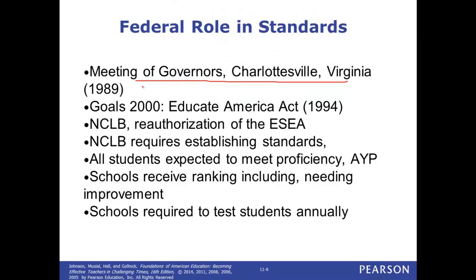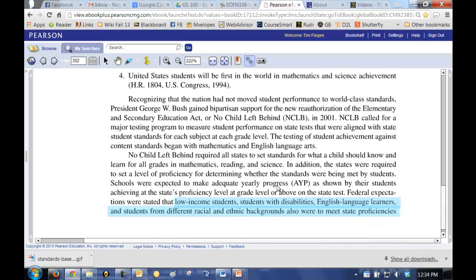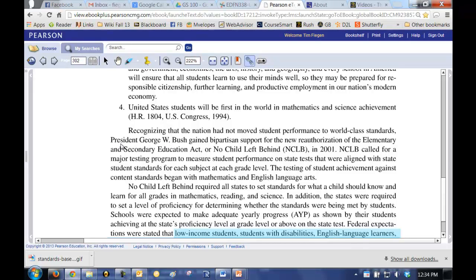So let's go up here. Meeting of governors. This is President Bush. Here's President Clinton. And then the second President Bush was No Child Left Behind. Okay, and he too was a big government guy. Said, I know better. I will run these schools. I will tell you. And then the only thing his was the first one, federal piece of legislation that had teeth, meaning accountability. And this is what drove teachers and the teachers unions nuts.